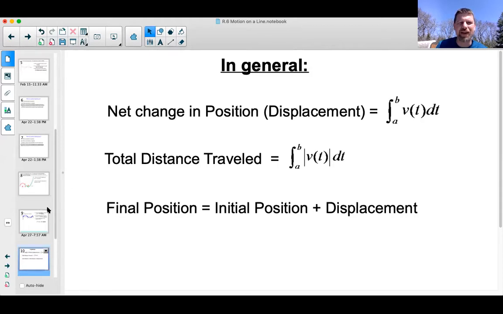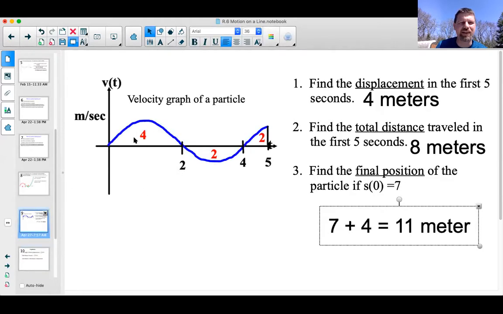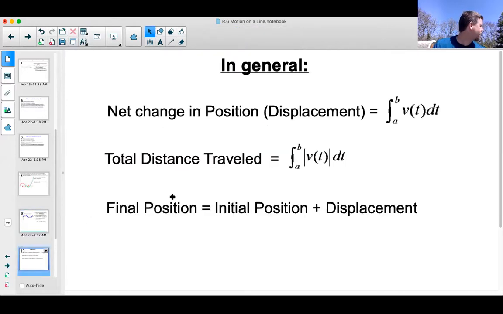If you're doing it by hand, I would just split it up and find this. The integral of that would be -2, but you would just call it a 2. The integral of that is 2. And so you just say, instead of calling this a negative, we're going to count that as a positive. And then final position is just your initial position plus your displacement. Don't forget your initial position. They'll often give you an initial value of some sort.